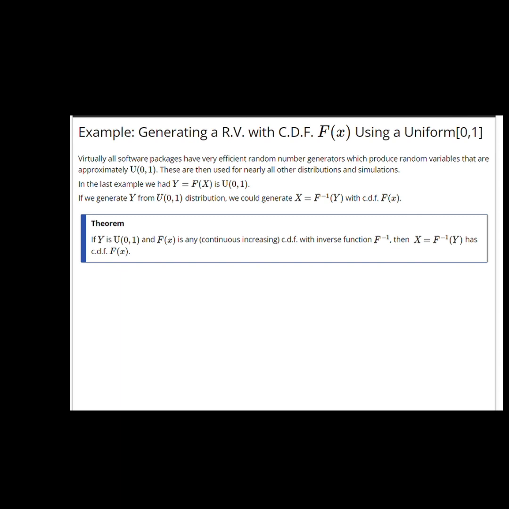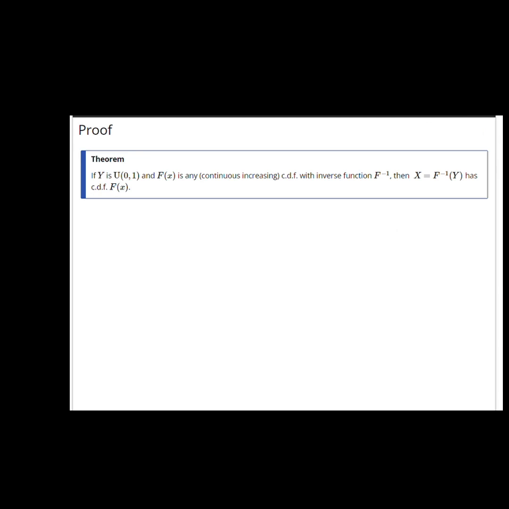If Y is a uniform on the interval from 0 up to 1 and capital F of X is a continuous increasing cumulative distribution function, as such it has an inverse function, F minus 1, then suppose we define the random variable X to be F minus 1 of capital Y. Then that new random variable X has the cumulative distribution function F of X. If you started with an exponential cumulative distribution function, for example, this process would give you a random variable which has that exponential distribution. The proof is very simple and in fact a repeat of the calculations we made on the previous slides.